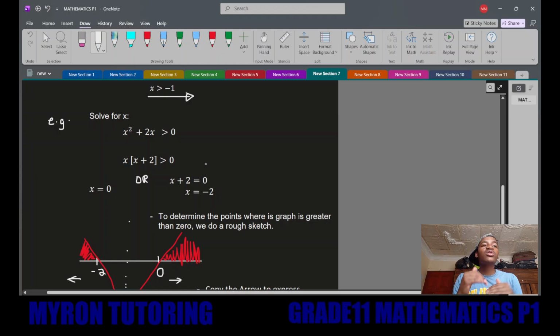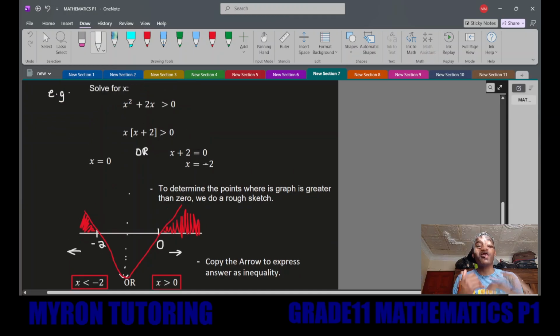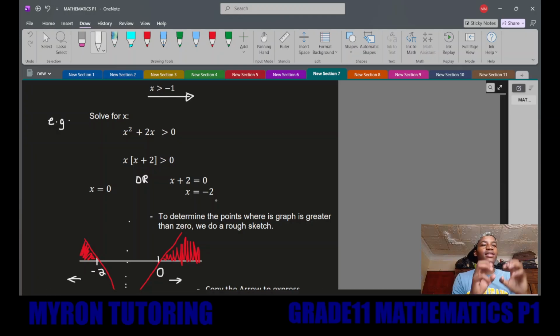Let's look at another example. x squared plus 2x is greater than 0. This is probably the most common question which you might get here in grade 11. This is a more realistic question. What it's saying is that the graph x squared plus 2x, where is it that it is what? Greater than 0. We need the values of x where the graph is greater than 0.